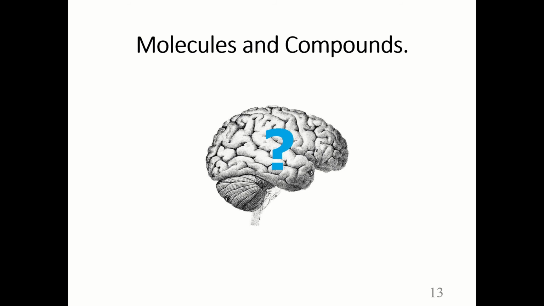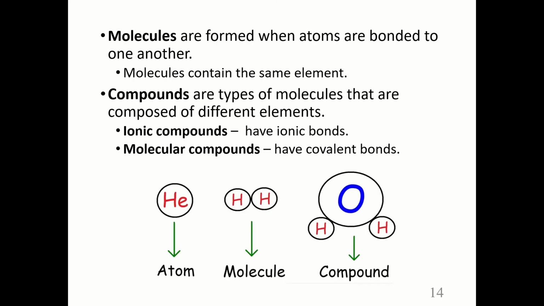Now let's talk about molecules and compounds. Molecules are formed when atoms are bonded to one another. Molecules contain the same element. In this instance, the two hydrogen atoms that are linked together are a molecule of hydrogen. Compounds are types of molecules that are composed of different elements. Water, pictured here, is a compound. It's a molecule that contains two different elements, oxygen and hydrogen.